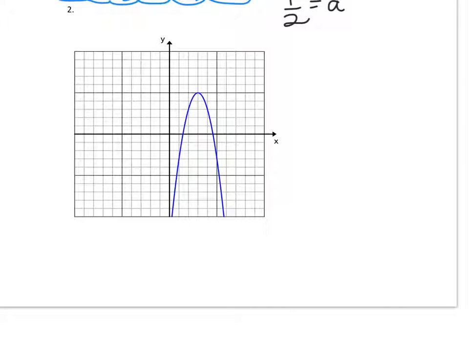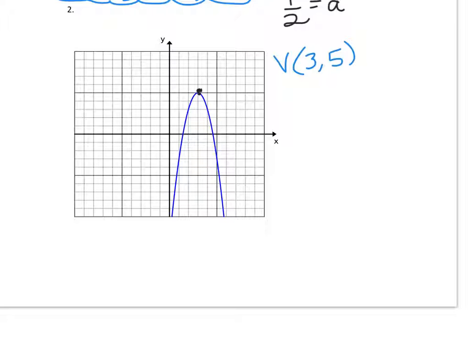Okay, so we do the same thing. The first thing we're going to do is figure out what our vertex is, and we're going to get started like that. So this vertex looks like it's, let's see, 1, 2, 3, 3, 5. Okay, so my vertex is right here at the point (3, 5).